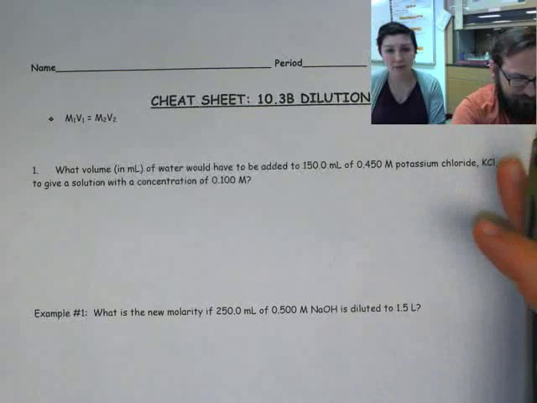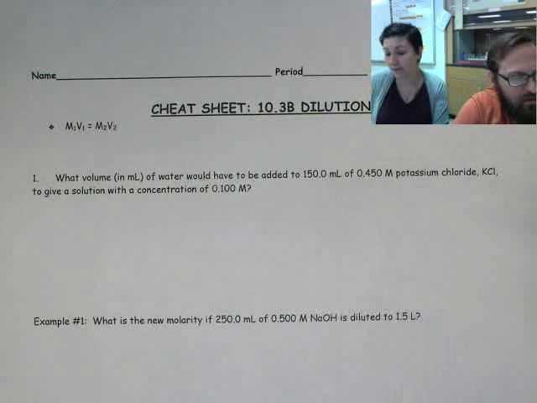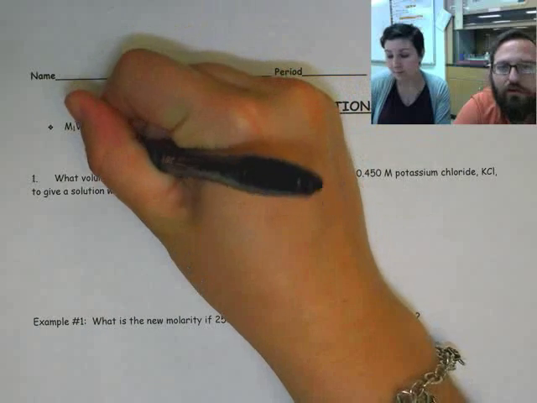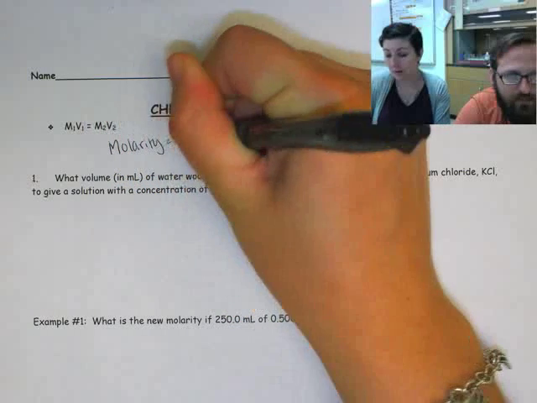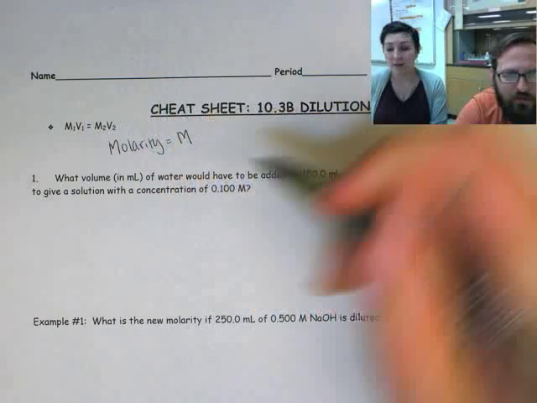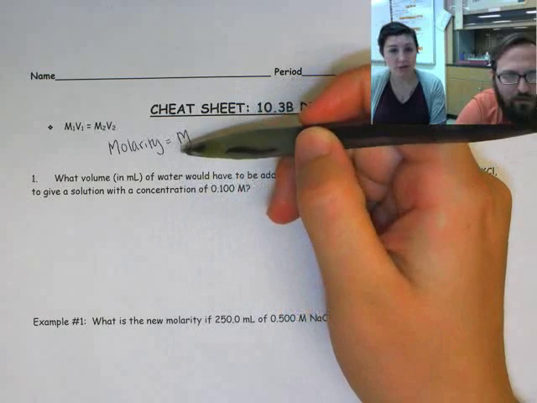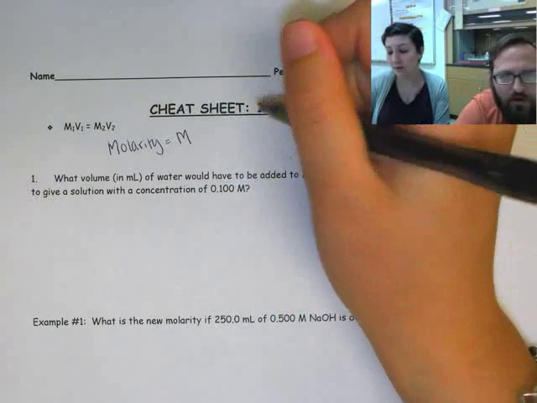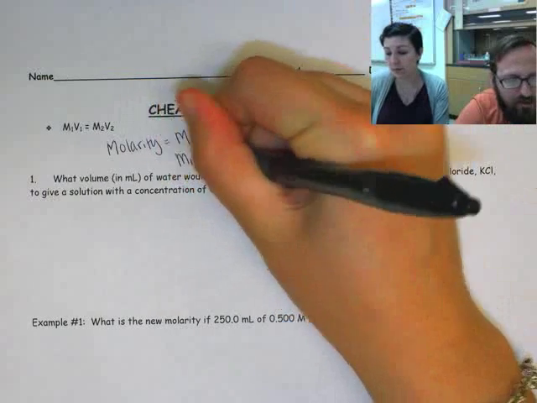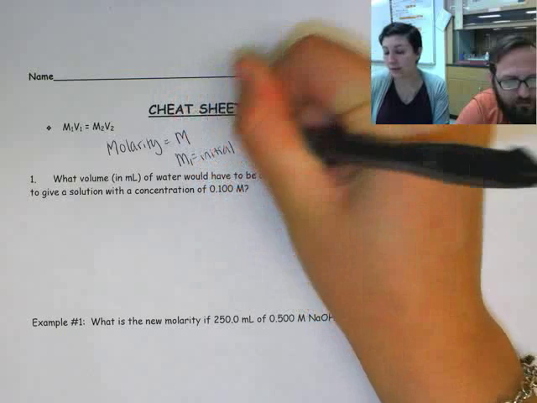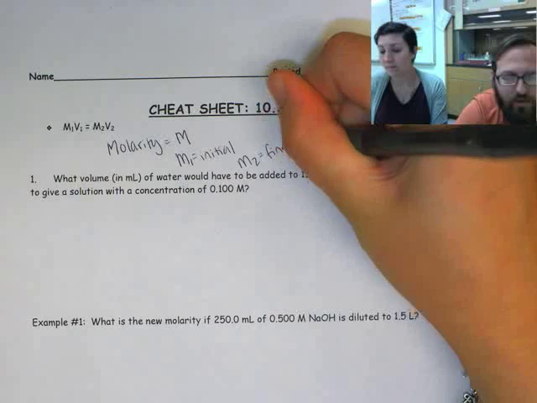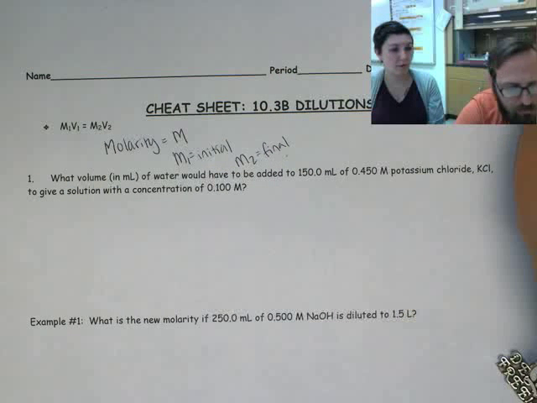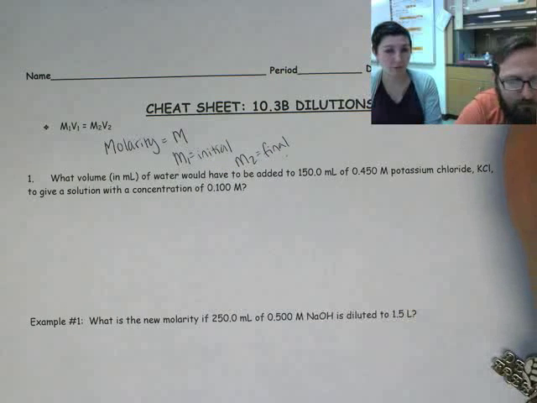These are dilutions. The M stands for molarity. I see I've got an M1 and an M2. So you're going to have an initial concentration, that's your M1. M1 is initial, and then your M2 would be your final. Same goes for your volume. Your V1 is your initial volume, and V2 is your final volume.